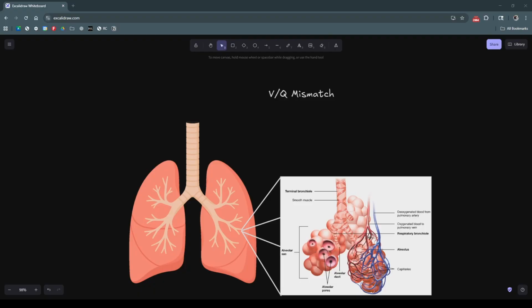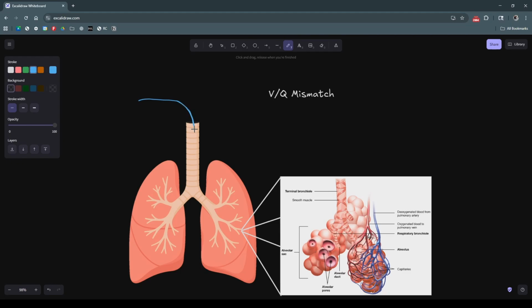Let's talk about VQ mismatch, just what it is, what we're looking for, and why it matters. This will help shore up some of the deficits I think we had from a previous lecture in regards to the airway. Firstly, as a review of our airway, our inhaled air is going to come down here through the trachea, divert into our bronchi, go into our bronchioles, and then ultimately terminate at just a bunch of alveoli.